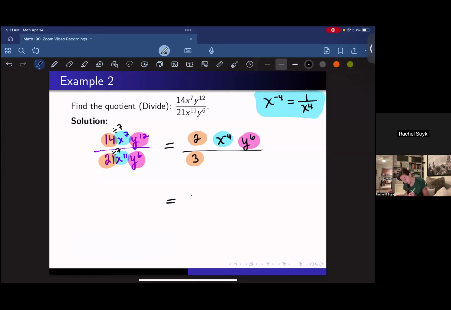So our final result is just 2y to the 6th, all in the numerator, and then 3x to the +4, all in our denominator. Once again, I'll color code so you could really see how this all plays out. And that's it. We just completed example 2 together.